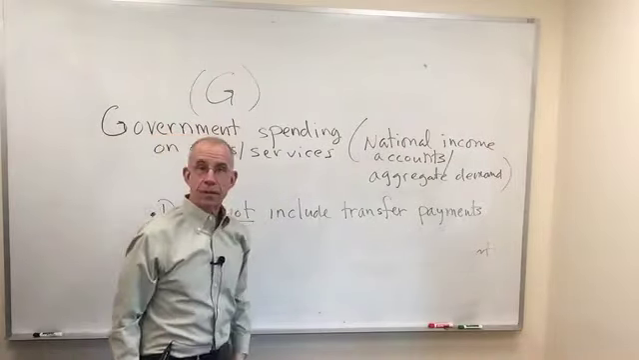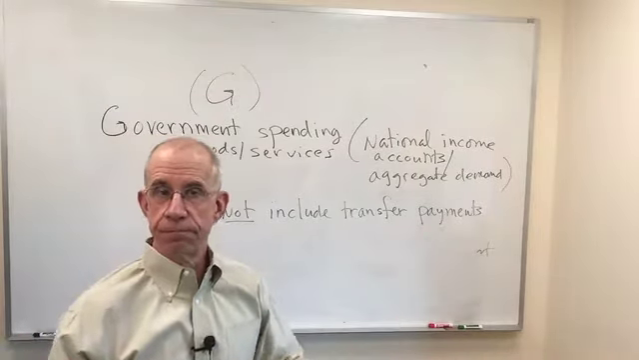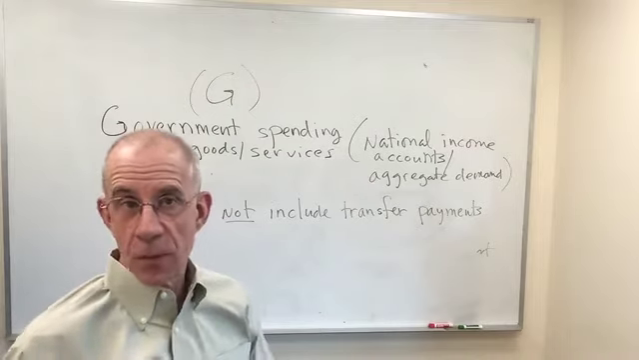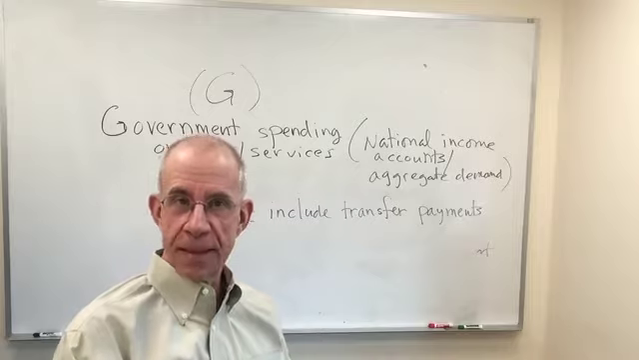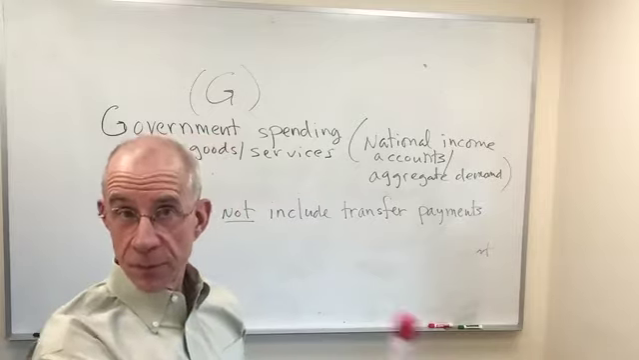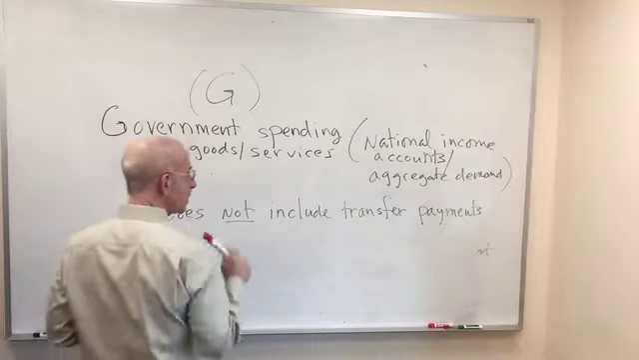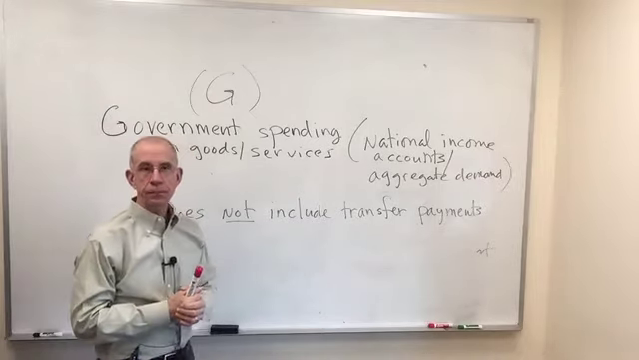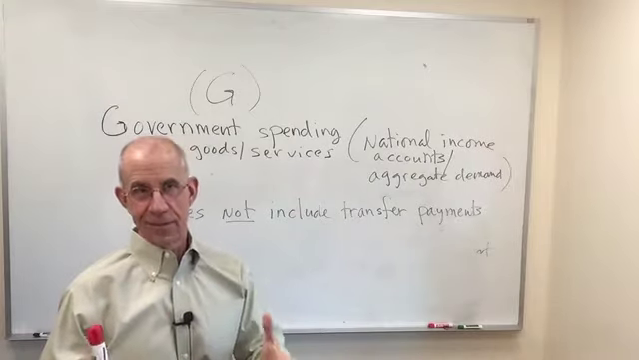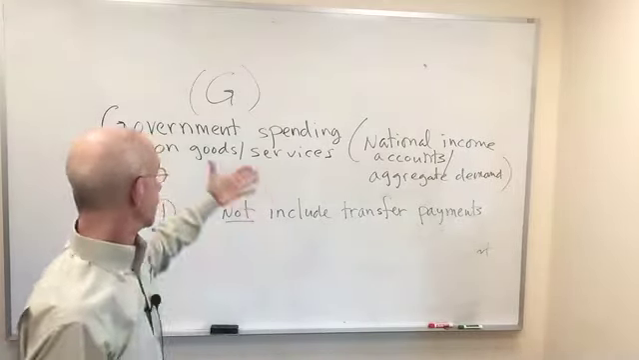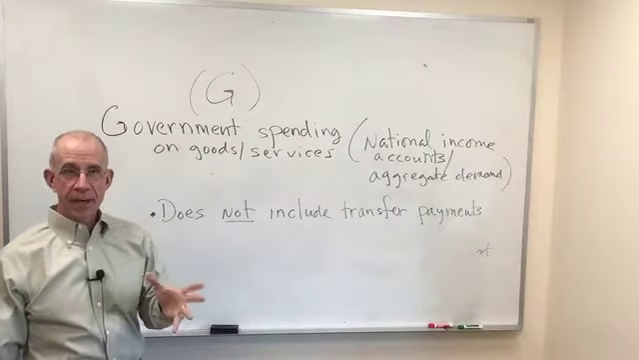If the government hires an architect to design a new federal courthouse, that's an increase in government spending on goods and services in this example, and an increase in aggregate demand. But I want to be clear about one thing that it doesn't include. When we talk about G in this context, it does not include transfer payments.